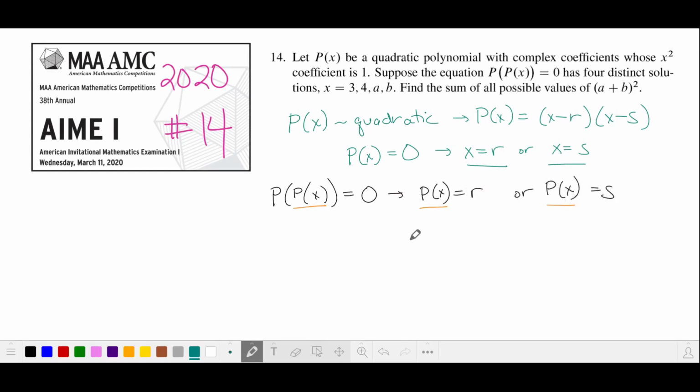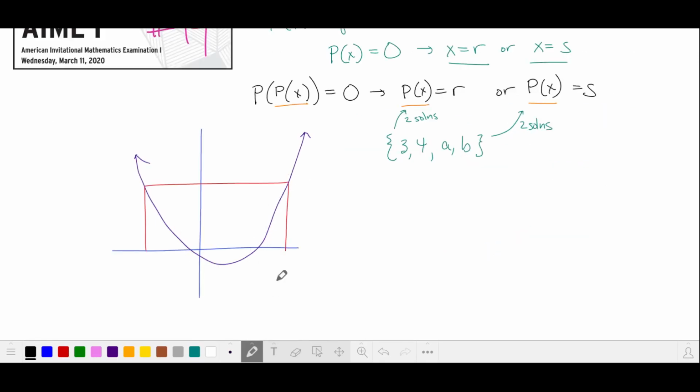The four solutions for this come from the set of 3 and 4 and 2 unknowns. And since p is a quadratic, two solutions are going to satisfy our first equation and two solutions are going to satisfy the second. If we graph this parabola, we might find, for example, that the roots 3 and 4 will produce a value of either r or s, and our two unknowns a and b will produce another value. Or, for example, we could have 3 and a, one of our unknowns, produce r or s, and then 4 and our other unknown b produce s.